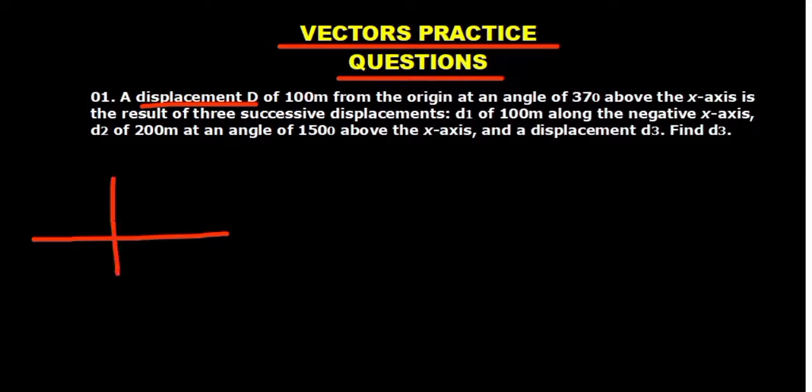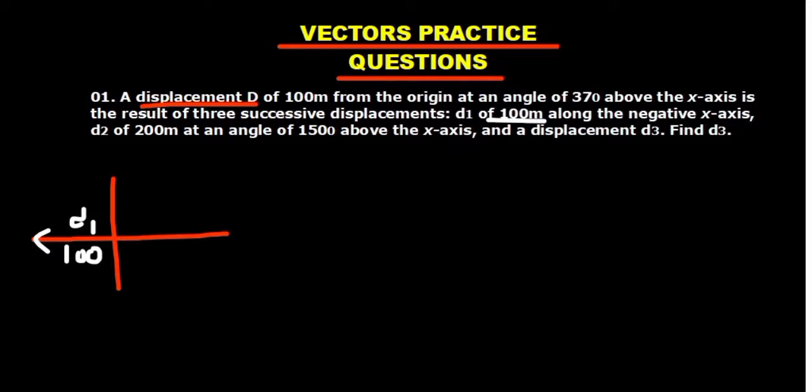So let's say this is our XY plane. Okay, we'll start sketching. We'll forget about D first of all and start with D1. So D1 of 100 meters is along the negative x-axis. The negative x-axis is this side. So it's 100 along the negative x-axis. That is our D1.